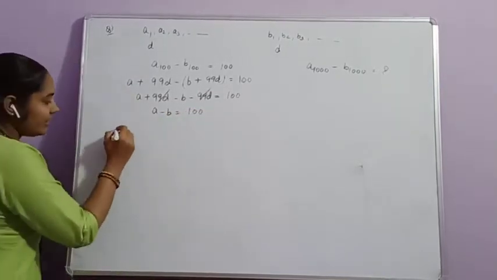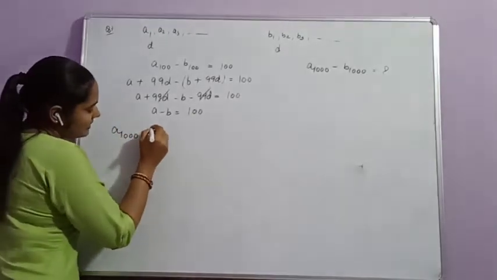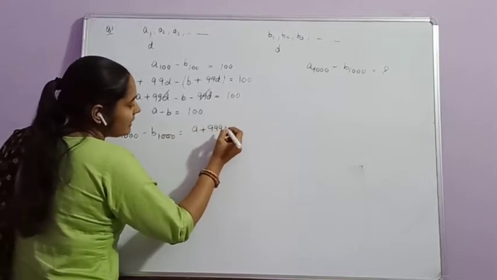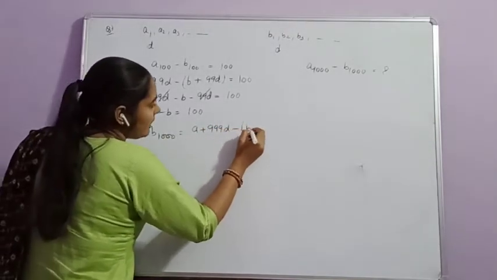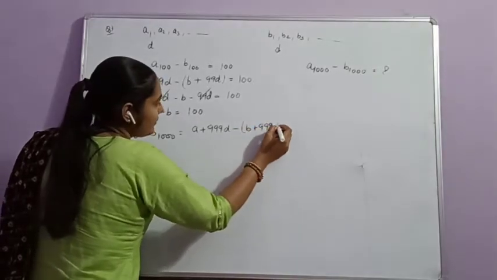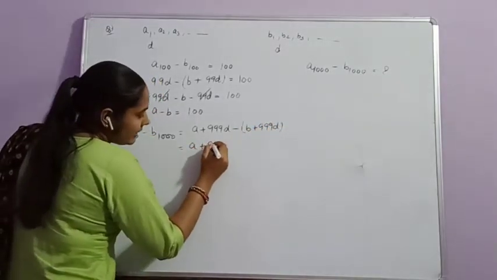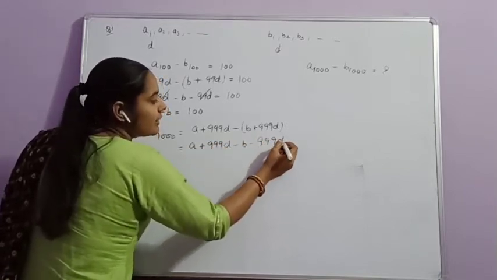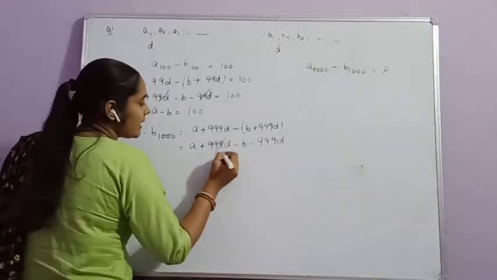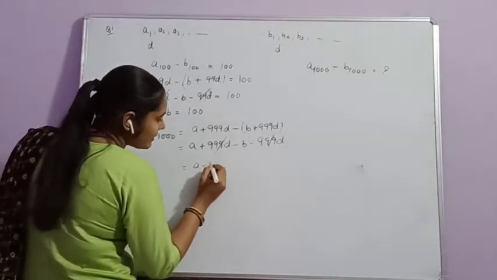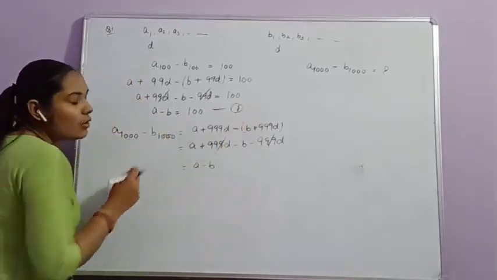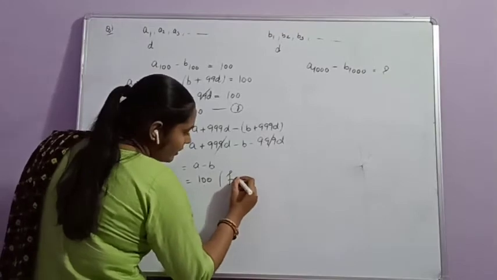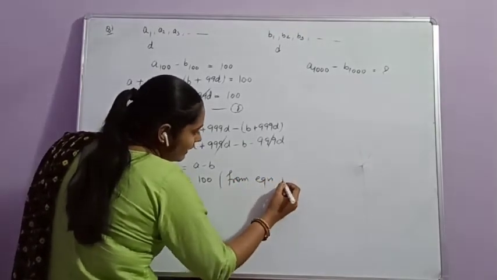Now we simplify A1000 minus B1000, that is equal to A plus 999D minus B plus 999D. A plus 999D minus B minus 999D. Positive and negative quantities cancel out, that is equal to A minus B. And from equation 1 we know that the value of A minus B is equal to 100.